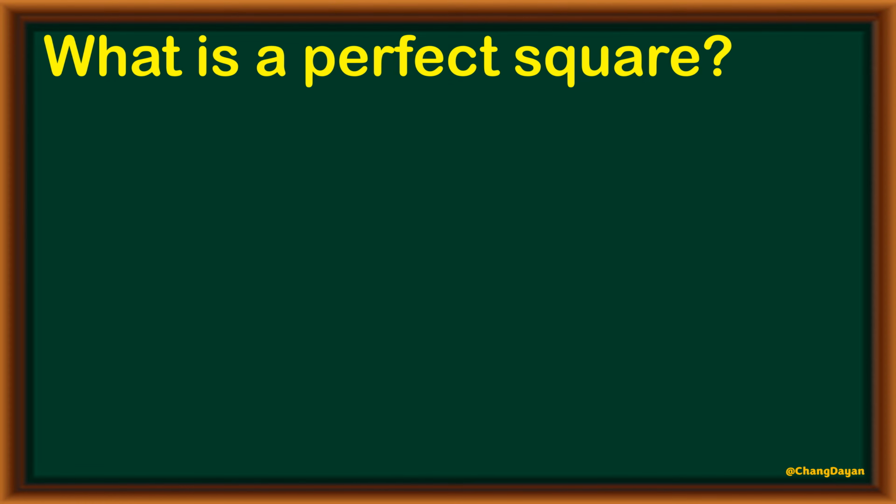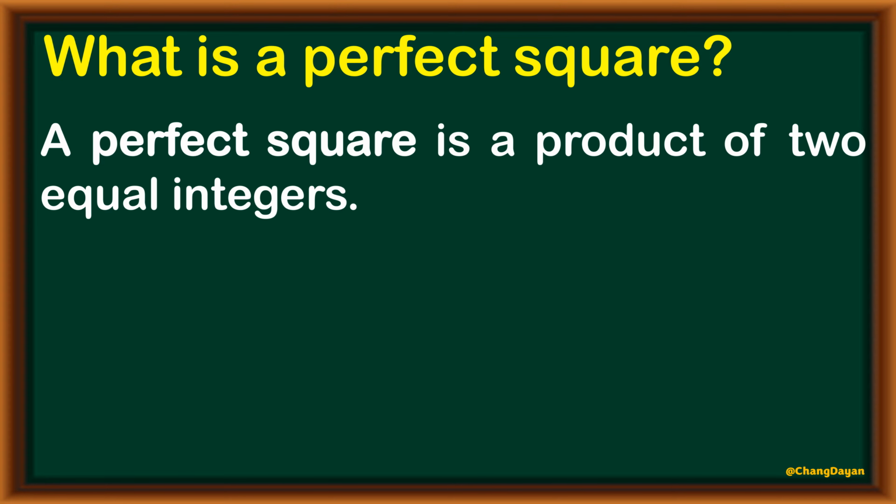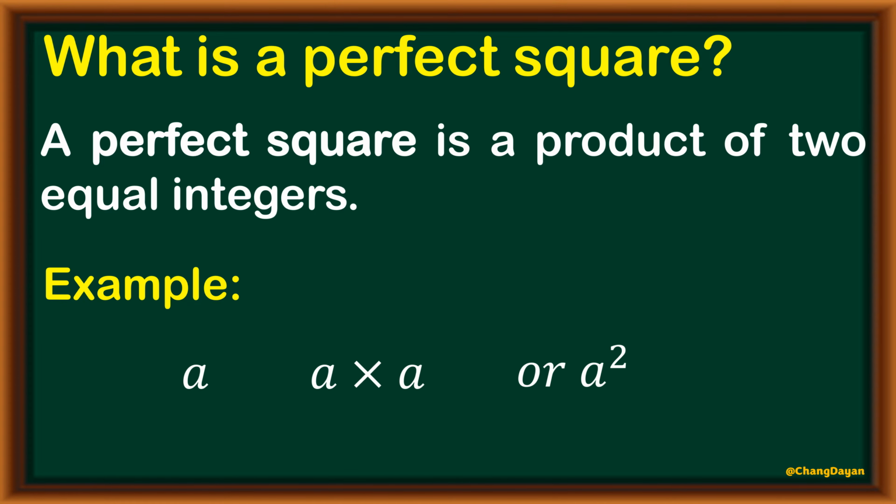Let us define a perfect square. A perfect square is a product of two equal integers. Say for example, I have integer a. So when you get a perfect square, that means a multiplied by a, and that is a square.